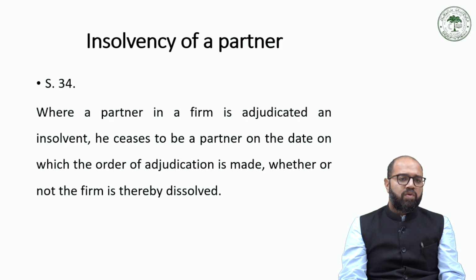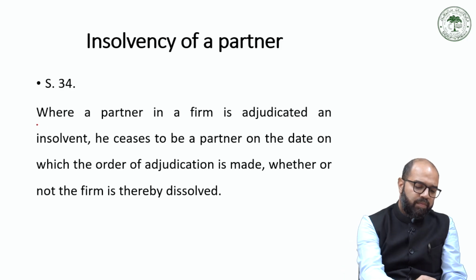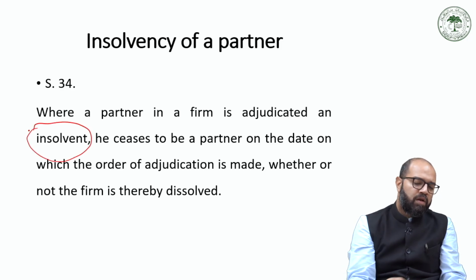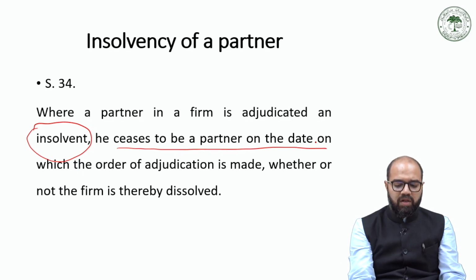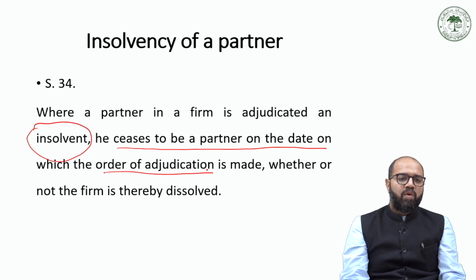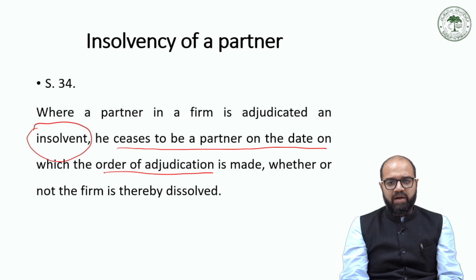Then we move on to insolvency of a partner, provided under section 34, which reads as: where a partner in a firm is adjudicated an insolvent, meaning thereby he is not able to pay back his debts or his debts exceed his assets, then he ceases to be a partner on the date on which such order of adjudication is made, whether or not the firm is thereby dissolved.